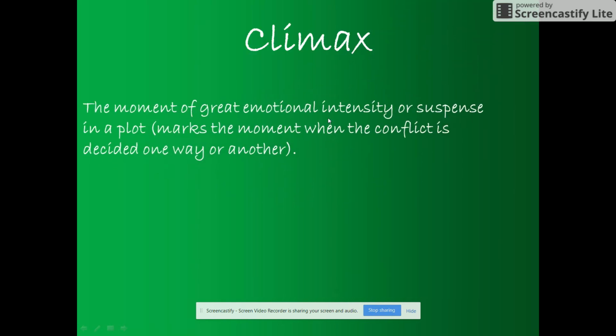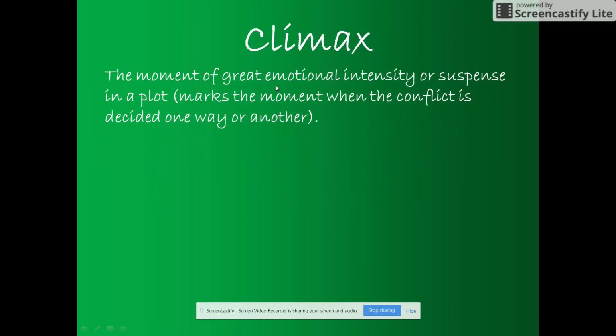Next, we're going to talk about climax. It's the moment of great emotional intensity or suspense in the plot. It's often the most exciting, most intense part of the story.